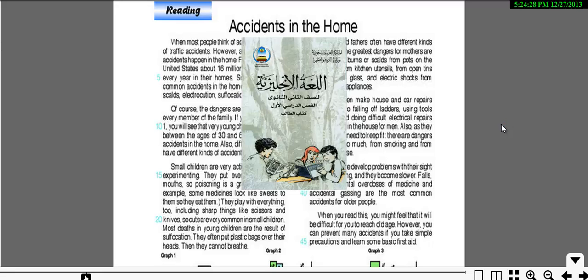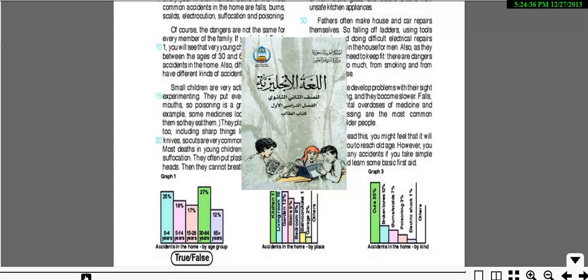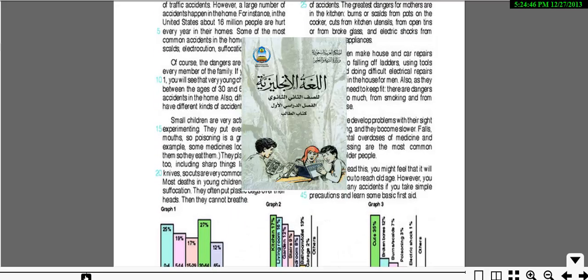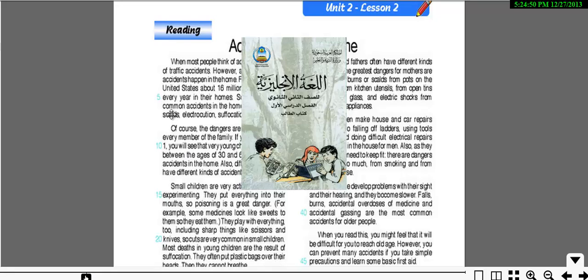Let's start at this point. There is the word most common, like most common accidents in the home are falls, burns, scalds, electrocution, suffocation, and poisoning. So burns are some of the most common accidents. Yeah, burns are some, which means they're not all, because we do have more than one. And yes, it is true, which is line, let's say, 5 to 7.